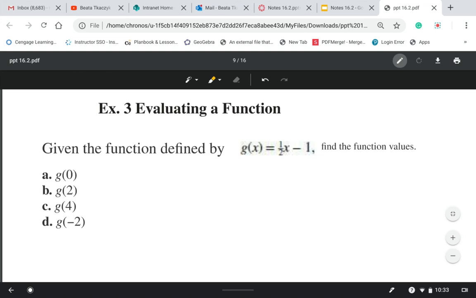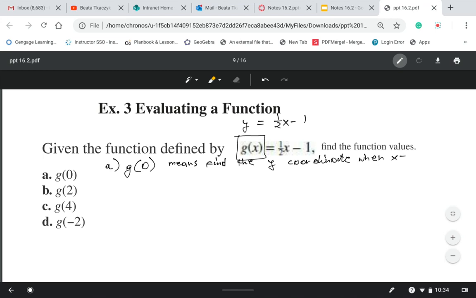So we have function g of x equal 1/2 x minus 1. So again, we know the meaning that g of x is the same as y equal 1/2 x minus 1. Okay, so we need to do part A. We need to evaluate the function g of 0. G of 0 means find the y coordinate when x is equal 0.